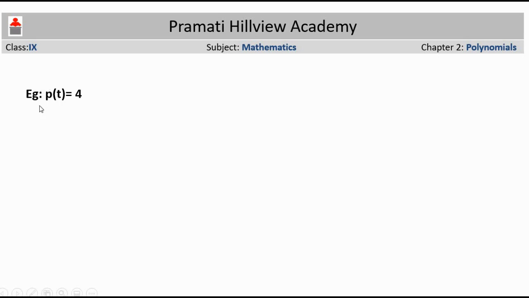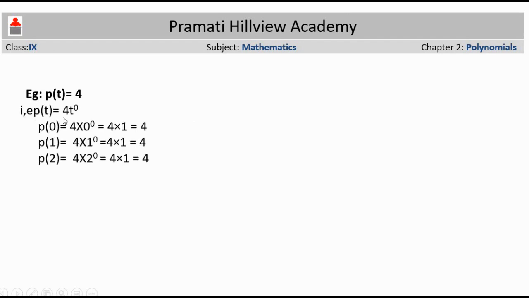Let's consider the polynomial p(t) = 4. 4 is a non-zero constant polynomial. Then p(t) can be written as 4 into t raised to 0, since t raised to 0 is equal to 1. Then, when t becomes 0, p(0) will be equal to 4 into 0 raised to 0, which is 4 into 1, which is then equal to 4.